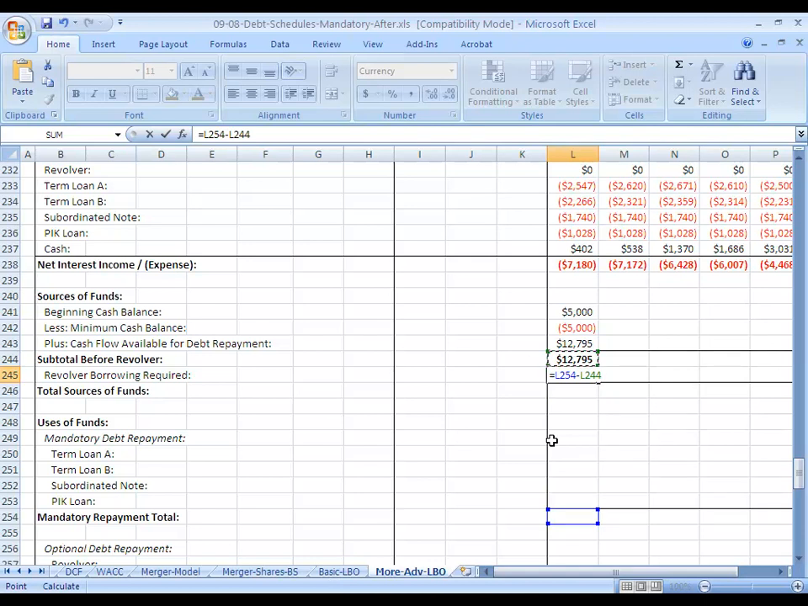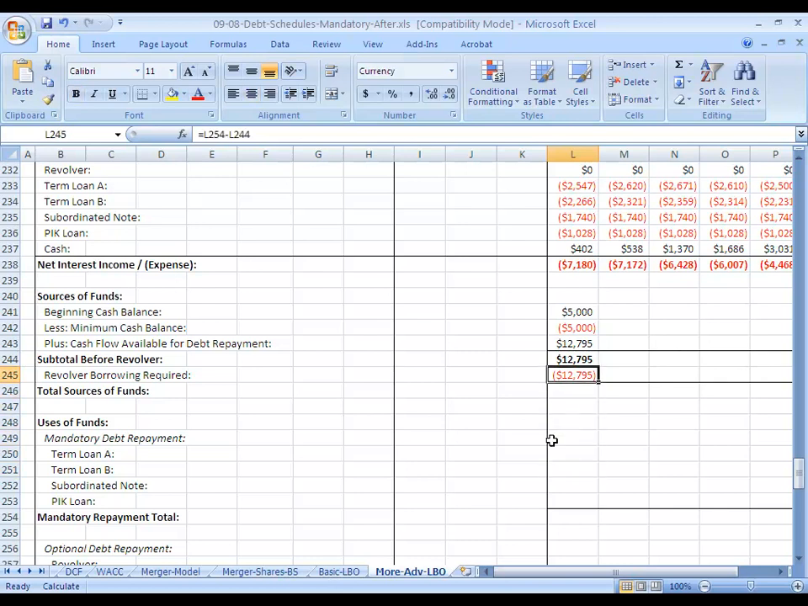So if you think about it, this formula should work most of the time, because if we have a certain mandatory repayment amount and it exceeds our cash flow available for this mandatory repayment, we simply subtract the subtotal before the revolver and we get to how much we actually need to borrow. This gives us our shortfall in cash flow. But the problem, as you can see if you press enter with this formula, is that we could end up with a negative.